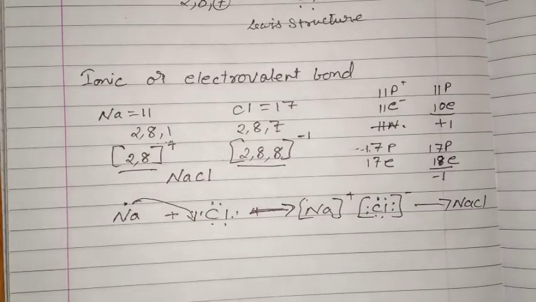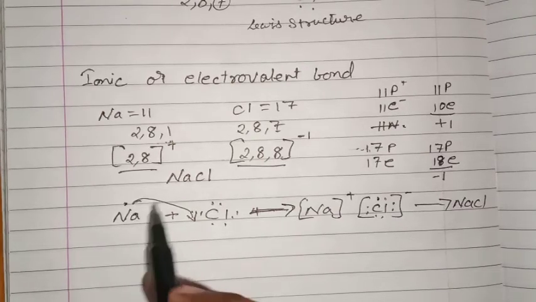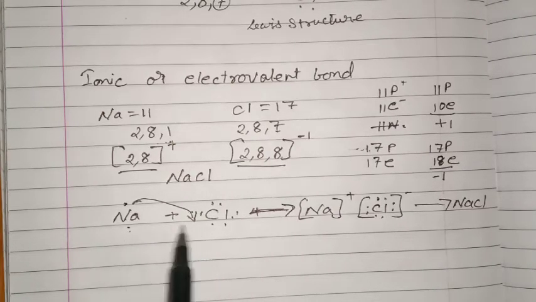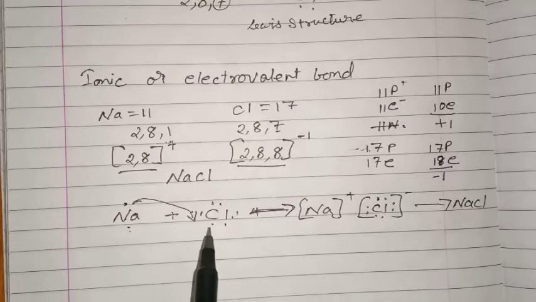Now it is formed between a metal and a non-metal, and it is also called an electrovalent compound or an ionic compound. And whatever the number of electrons donated or accepted will be called the electrovalency. Here the electrovalency of sodium will be 1 and of chlorine is also 1. That is called the electrovalency of the elements.